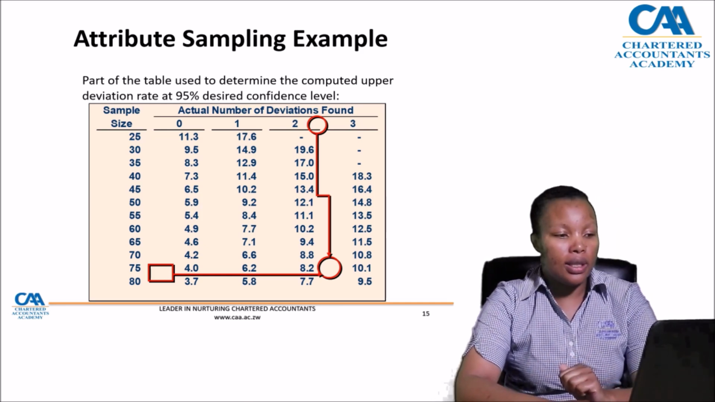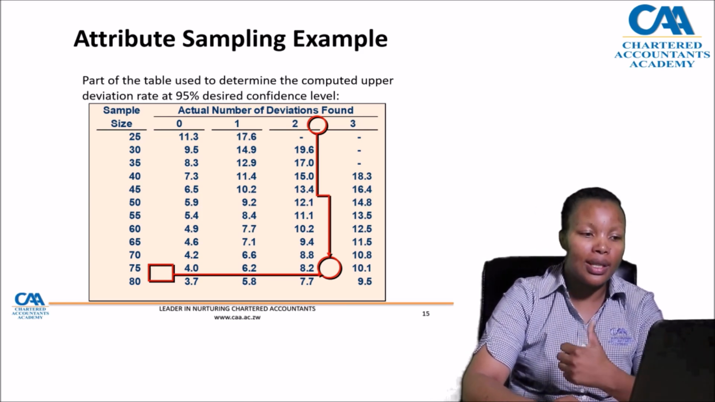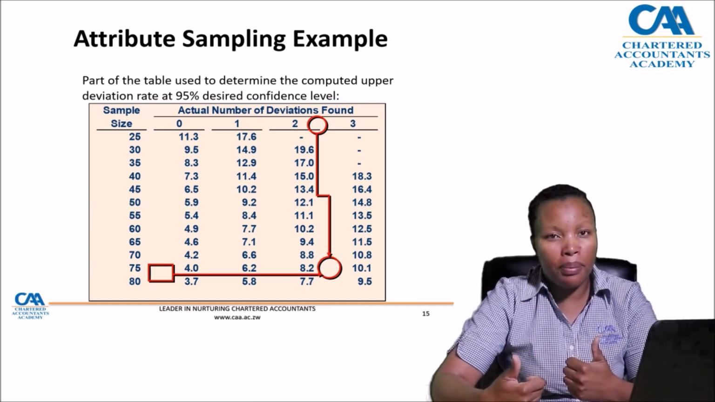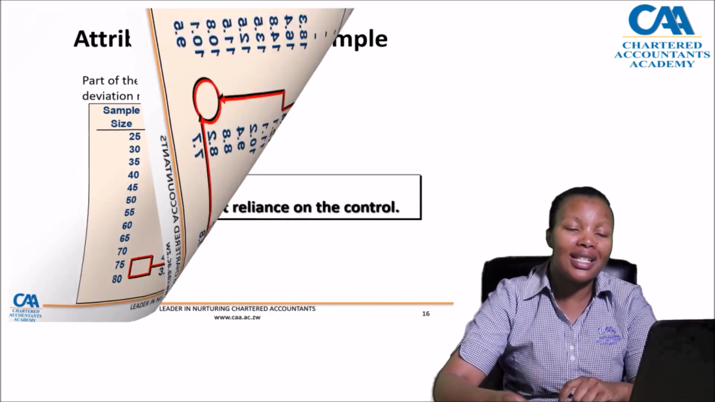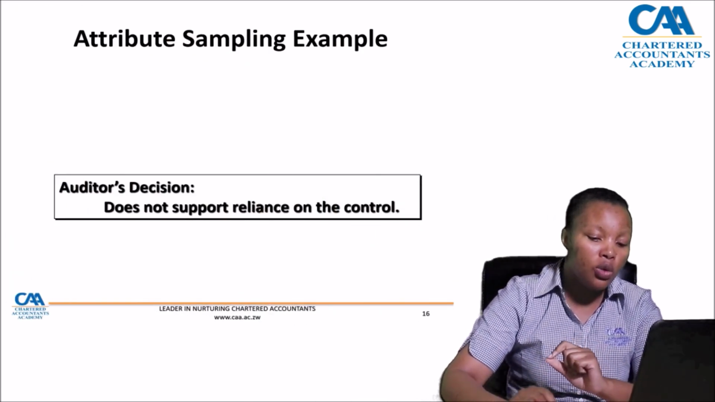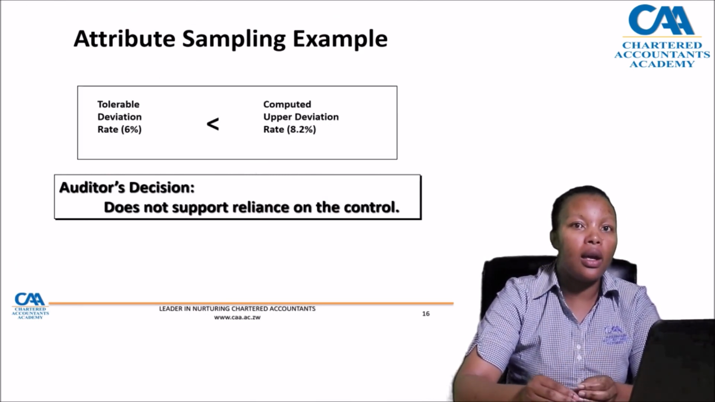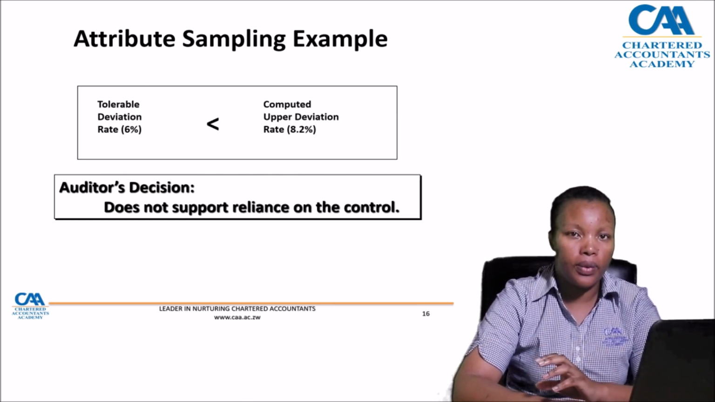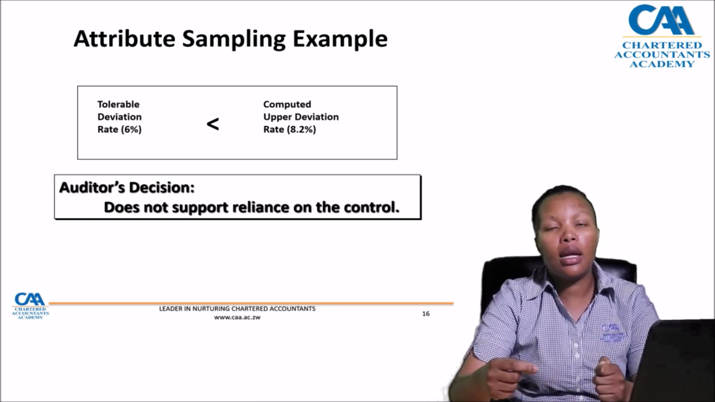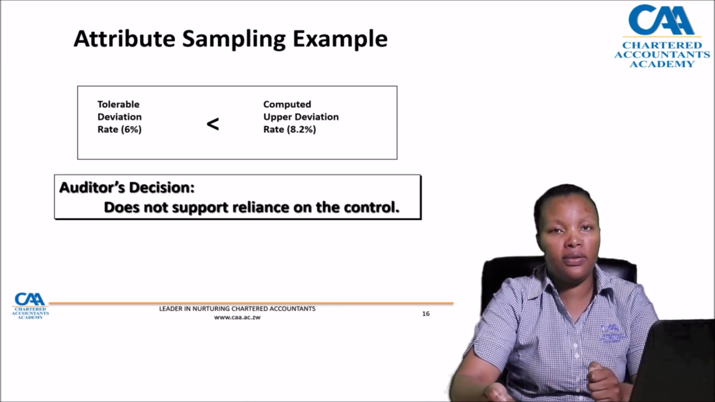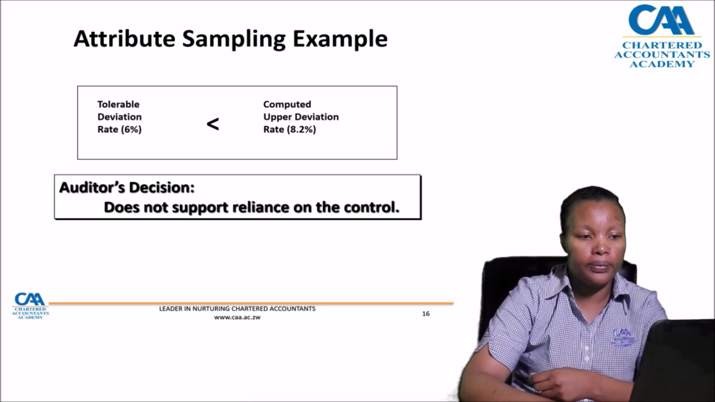So what will be the auditor's decision? Because the tolerable deviation rate was 6%, but the computed upper deviation rate was 8.2%, the computed deviation rate is higher than the tolerable deviation rate, so the auditor's decision will be not to rely on the test of controls. But if it was the opposite, saying that the computed upper deviation rate was lower than the tolerable deviation rate, then the auditor would conclude to rely on the controls.